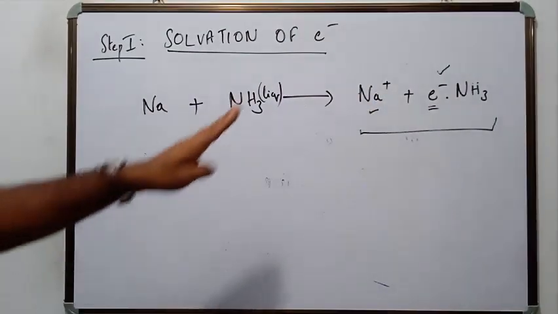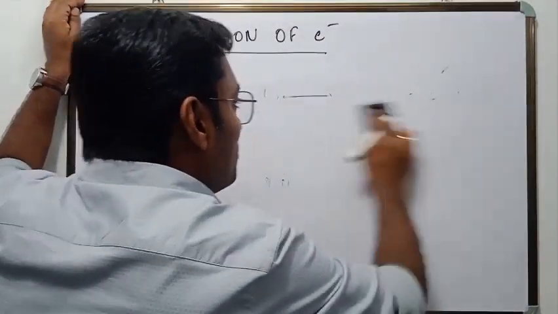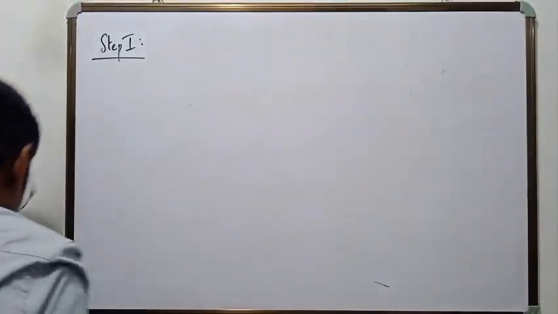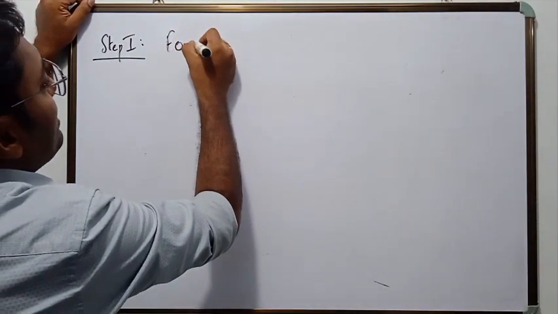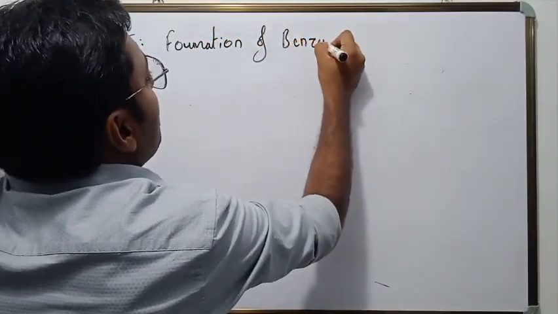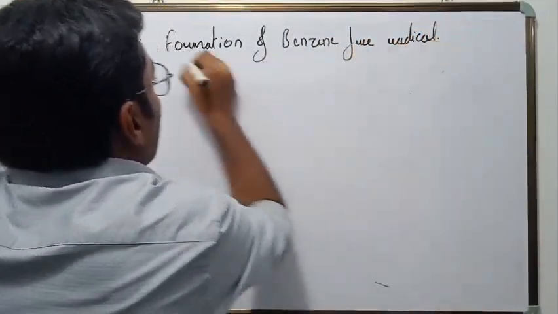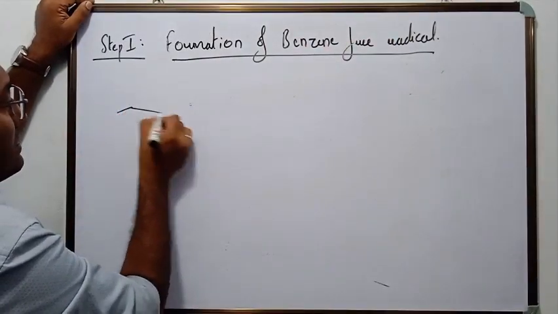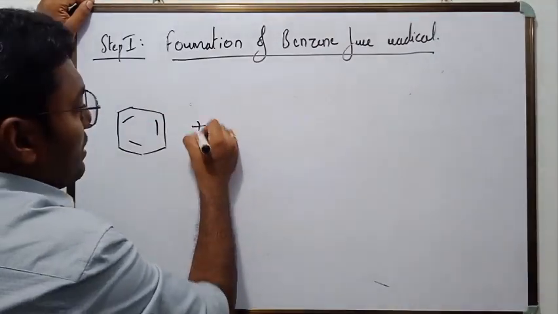Fine. So now the electron is there. Let us go to step number 2, which is formation of benzene free radical. So first I will write the reaction and then we will try to see what actually happens. We will explain. Formation of benzene free radical. So here what happens? There is benzene. So this is that, and electron.